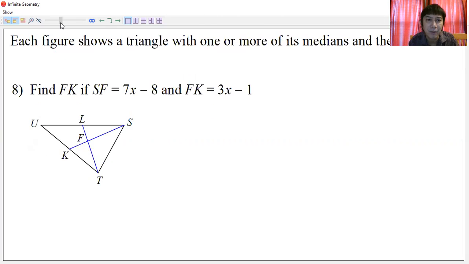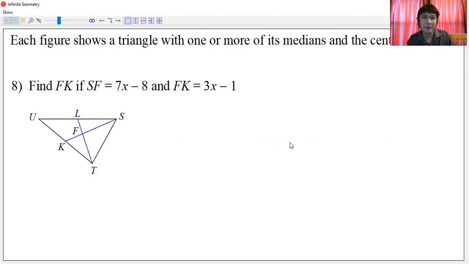Okay, the letters became larger too. All right. Okay, here. Find FK. All right, so where is FK? FK looks like the smaller. Okay, so we have one smaller and one longer.